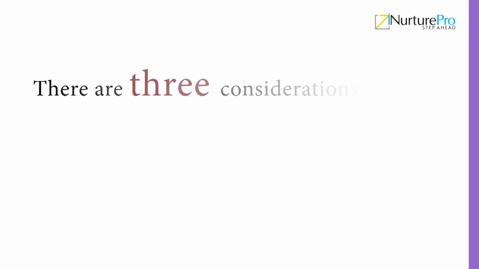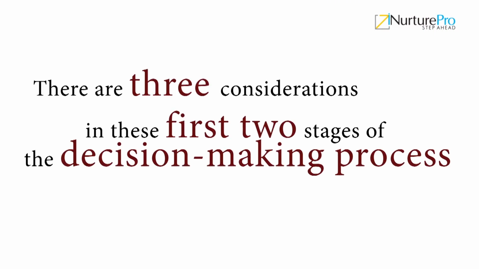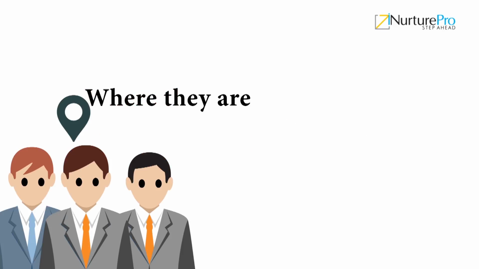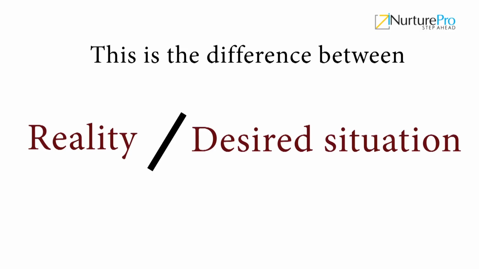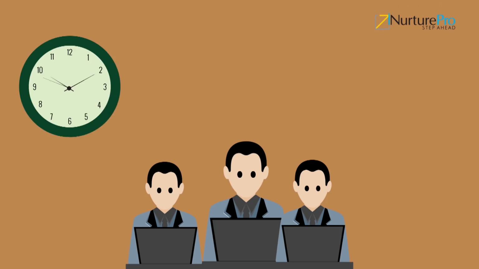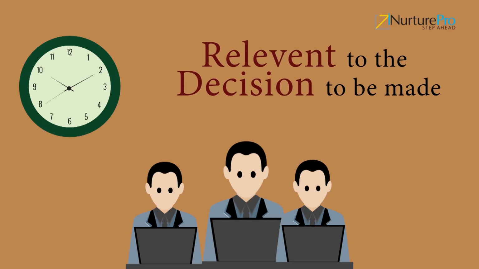There are three considerations in these first two stages of the decision-making process. First, the group members need to agree on where they are and where they would like to be. This is the difference between reality and a desired situation. Second, the group needs to get information that is timely and relevant to the decision to be made.